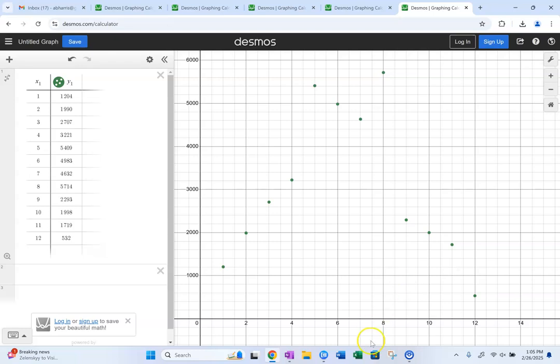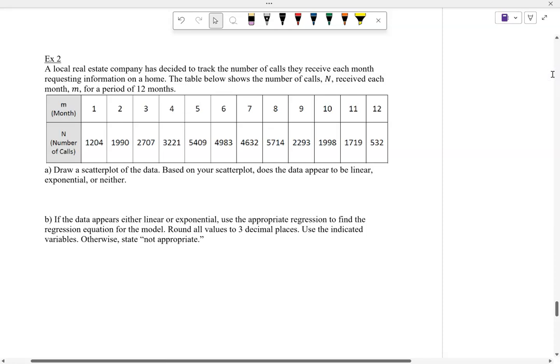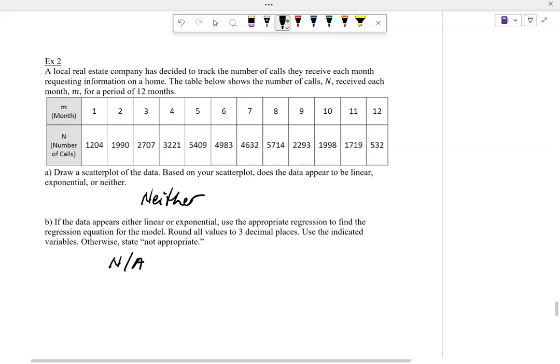So I'm going to answer the question now. Does it appear to be linear, exponential, or neither? Well, this one's definitely neither. And so this would be not applicable. There's no regression equation to do on this.